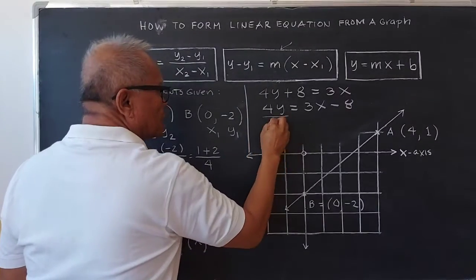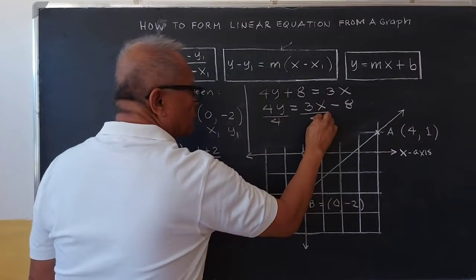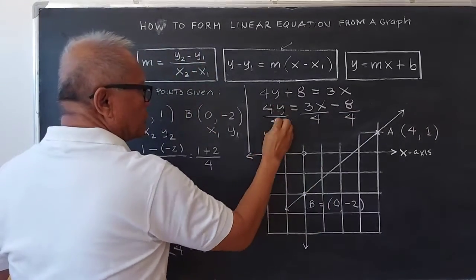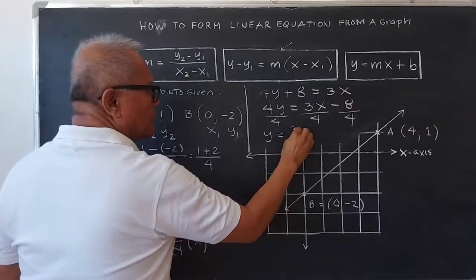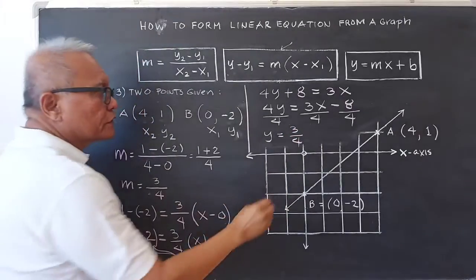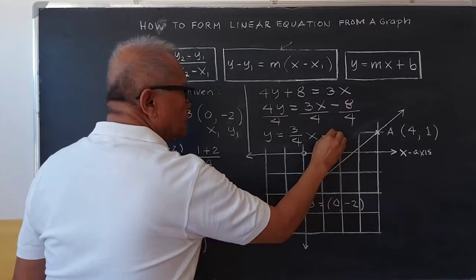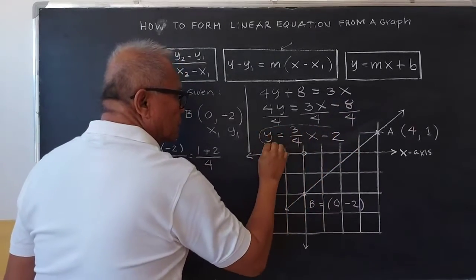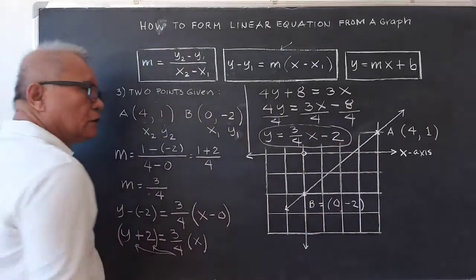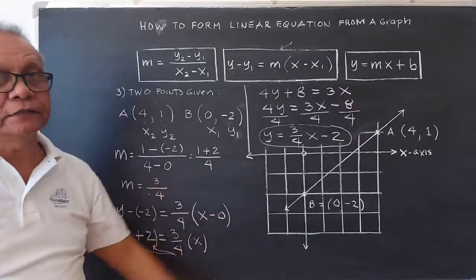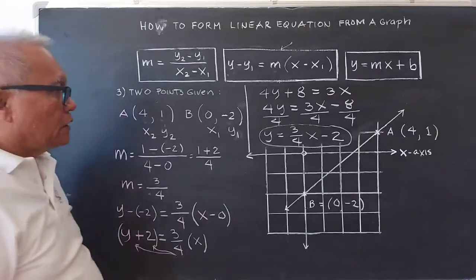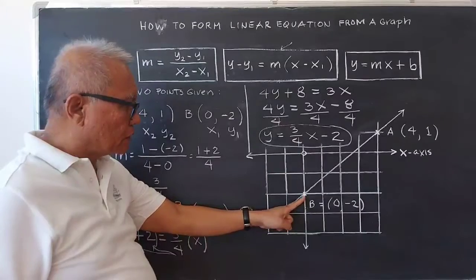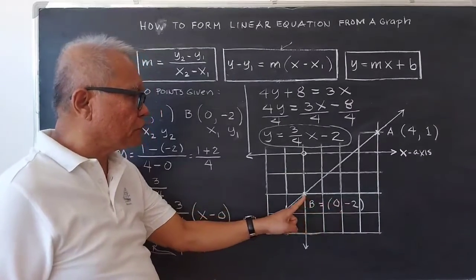Then we divide this by 4. We divide this by 4. We divide this by 4. And our y is equal to 3/4 x minus 8/4 is 2. Then this one is our equation for that line. Let's check. Is the y-intercept negative 2? Here we have 0. It's yes, 0, negative 2. Negative 2 is the y-intercept.